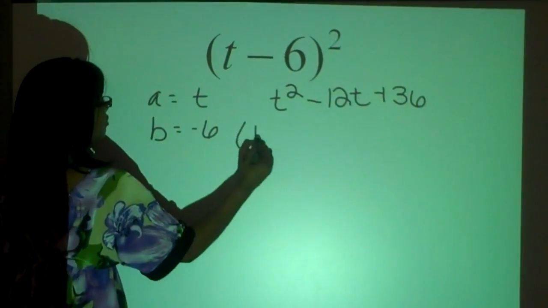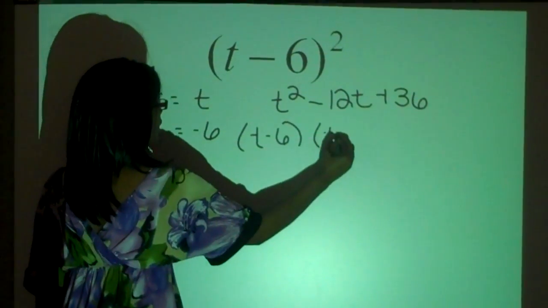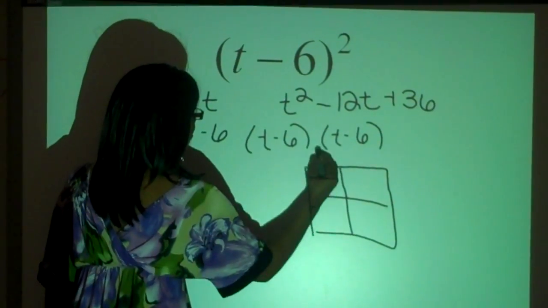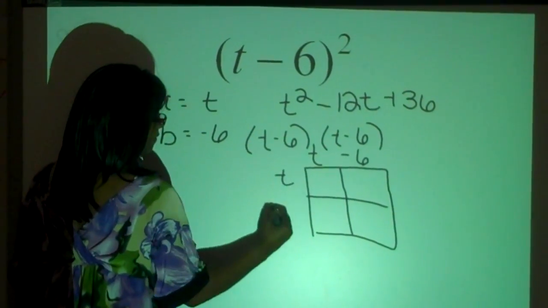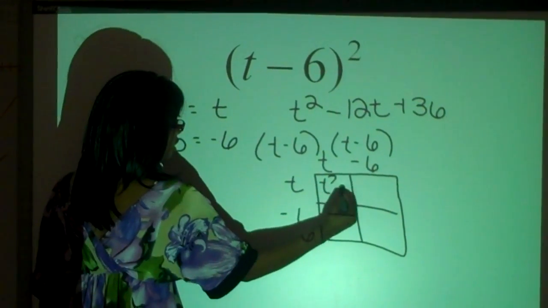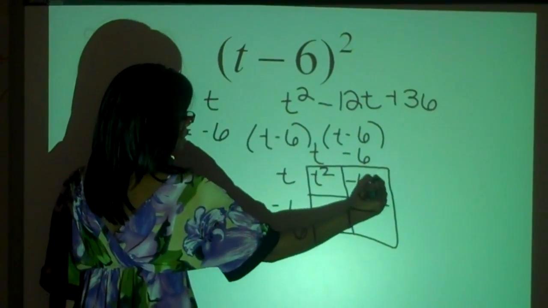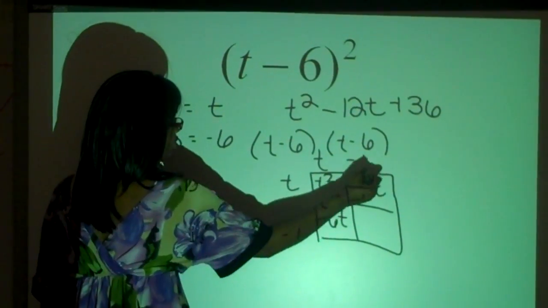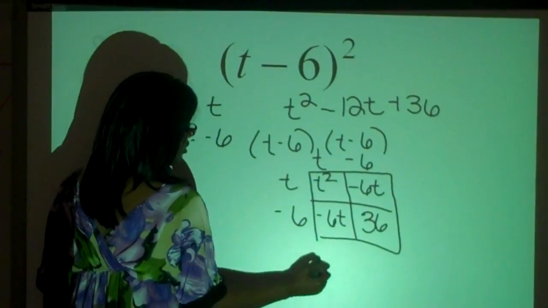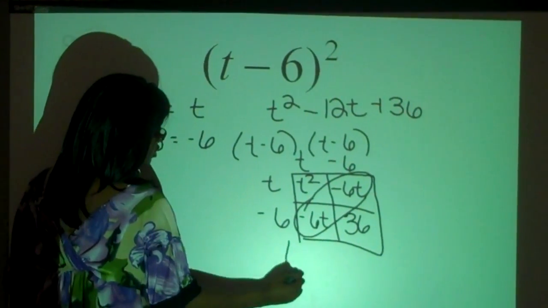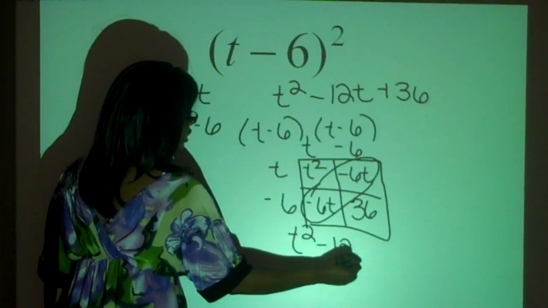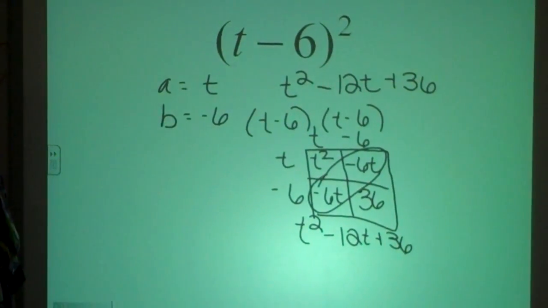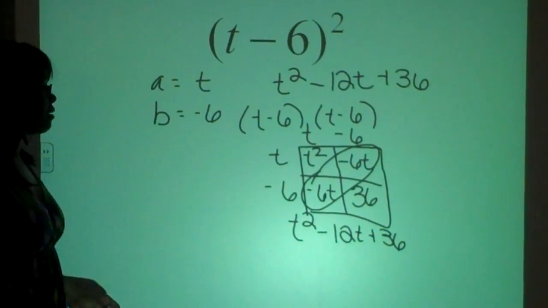Now again, you could do t minus 6 times t minus 6. You can do the box method. T times t is t squared. -6 times t is -6t. -6 times t is -6t. And -6 times -6 is +36. Combine your like terms. T squared minus 12t plus 36. Either method works. So you really don't have to learn the rule at all. You can just do your multiplying binomials rules.